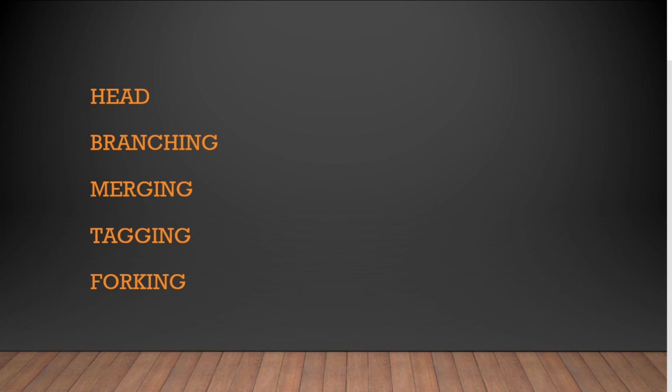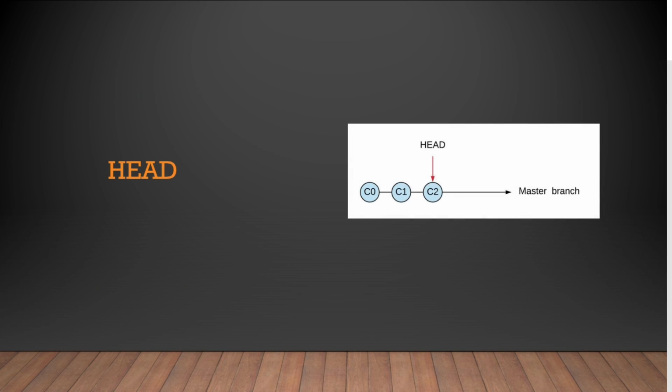Head. The head is Git terminology that refers to the tip or last commit in your current branch. The head moves along with each new commit.